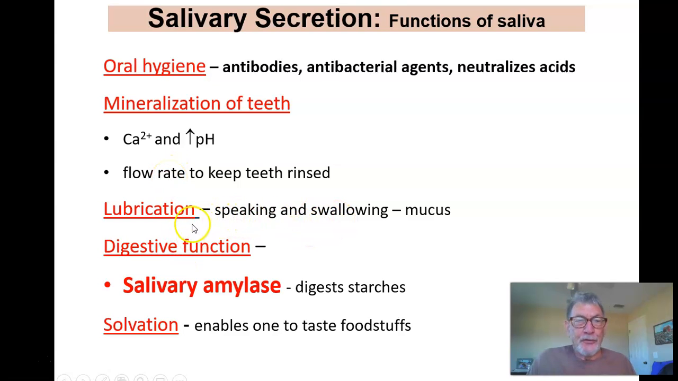It lubricates stuff so you can swallow your food, and also, if you've ever tried to talk with a completely dry mouth, it doesn't work very well. So the water itself and mucus keeps everything kind of damp in there, so everything works. Solvation: you actually have to dissolve your food before you can taste it. Totally dry food will not stimulate your taste buds. It has to be mixed with fluid. And your first digestive enzyme, see the big red here? Salivary amylase starts the digestion of starches.